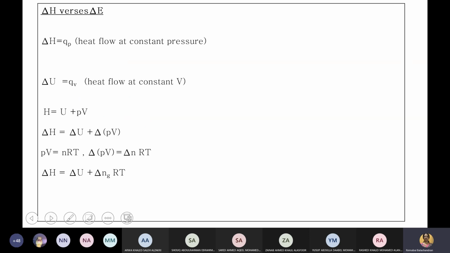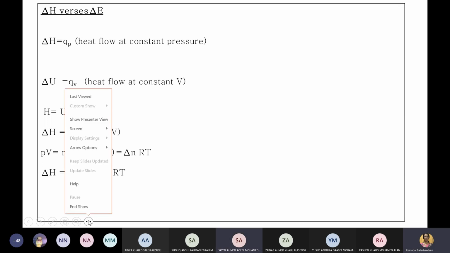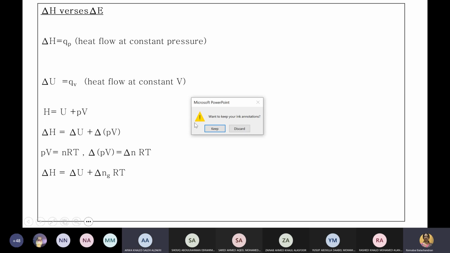No, that's done. Delta H versus delta E. It's not delta E, actually it is delta U.